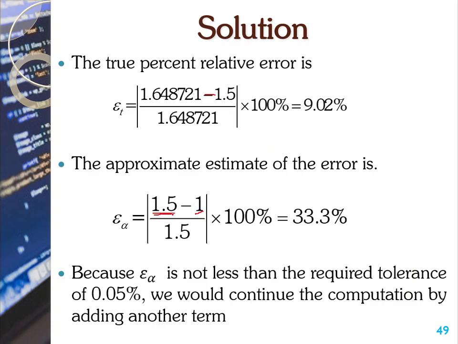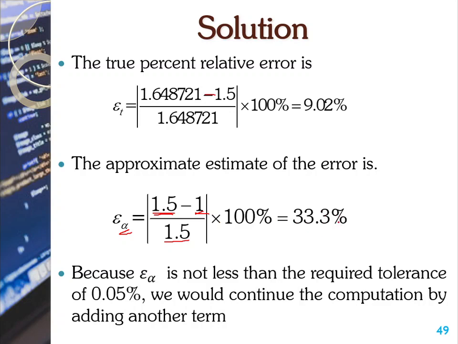So the present approximation minus the past approximation all over the present approximation. So this is how we estimate our error based on the approximations alone. Okay, so times 100, which this time gives us 33.3%.